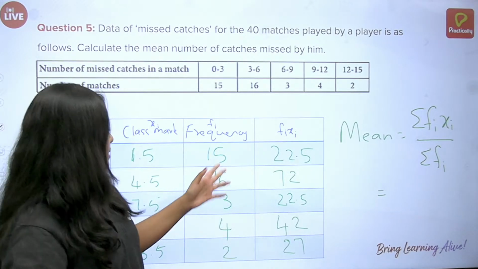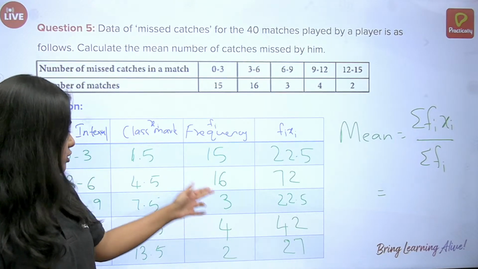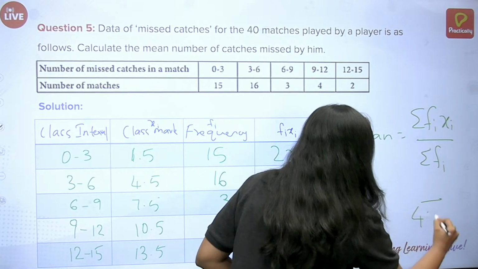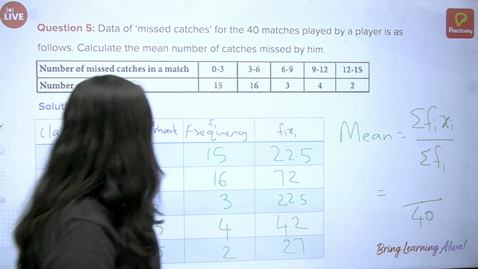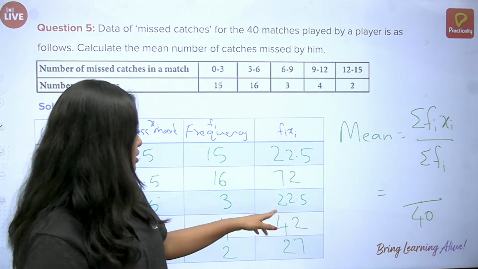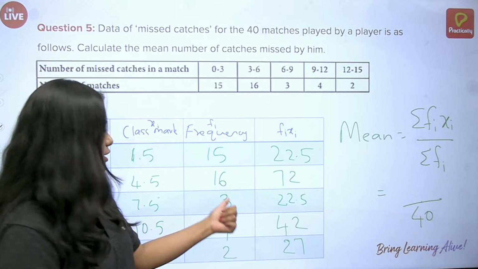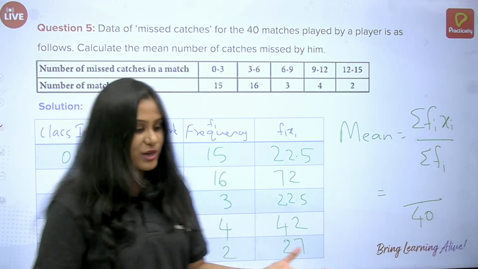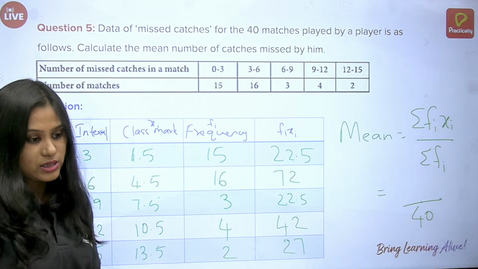So first let us do sigma Fi, it is easy. 15 plus 16 is 31, 31 plus 3 is 34, 34 plus 4 is 38, 38 plus 2 is 40. So sigma Fi is 40. Now, we have to do sigma Fi Xi. So, this is 22.5 plus 22.5, 45, 45 plus 72. So, we have to calculate, correct? So, did anyone find it? Because I am not doing calculations, it will take, of course, more time. Okay.